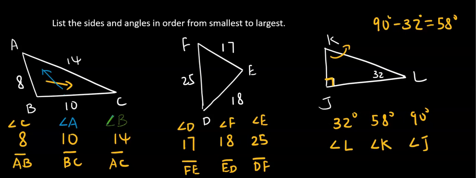Now we're going to write the lengths. Angle L is opposite KJ. Angle K is opposite JK. Angle J, I meant to say JL. And 90 degrees, angle J, is opposite KL. Okay, let's check. We have JK and KJ, we have JL or LJ, and we have KL or LK. Alright, that is our first example in triangle inequality.